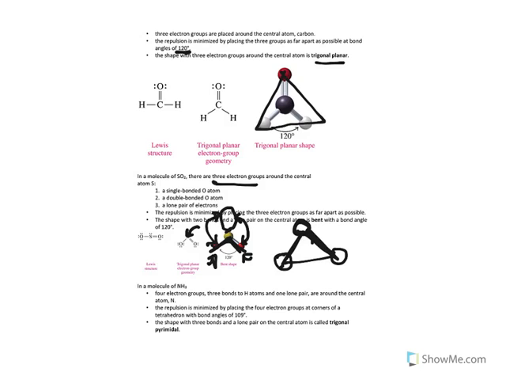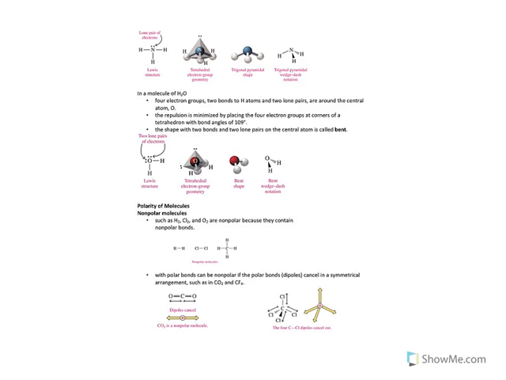In a molecule like ammonia, NH3, you have 4 electron groups, 3 of which are hydrogen atoms and 1 lone pair around the central atom of nitrogen. We minimize the repulsion by placing the 4 electron groups at the corners of a tetrahedron, with bond angles of a little bit less than 120, or around 109. The shape of the 3 bonds and the lone pair on the central atom is called trigonal pyramidal. Trigonal pyramidal. And again, it looks like this.